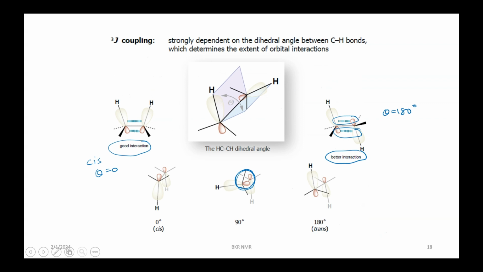So we say anti-periplanar geometry between the two hydrogens. I get syn-periplanar between the two hydrogens. And 90 degrees is said to be orthogonal. So anti has the highest, then comes cis or syn, and then last is orthogonal.